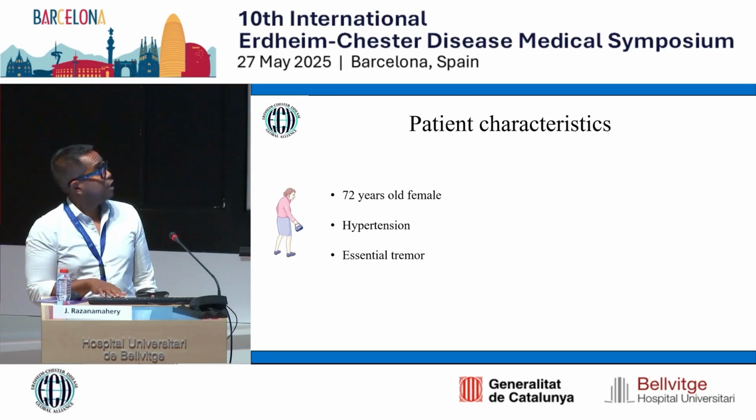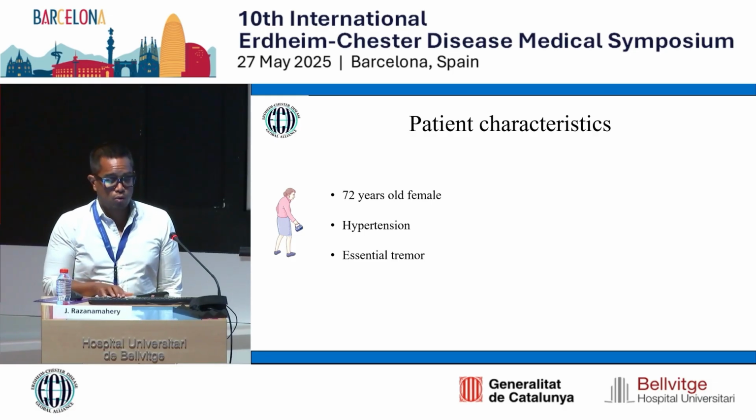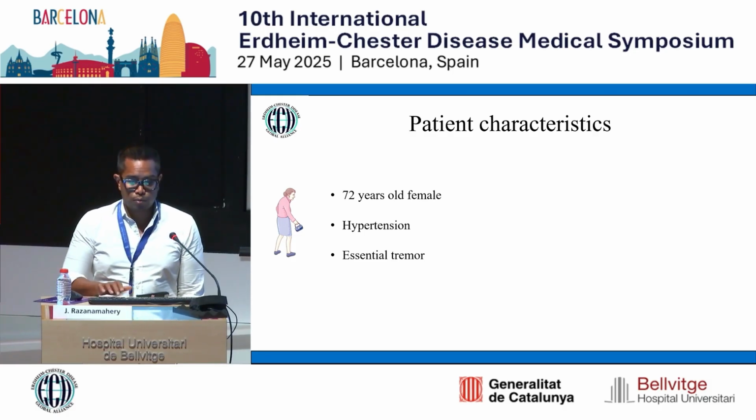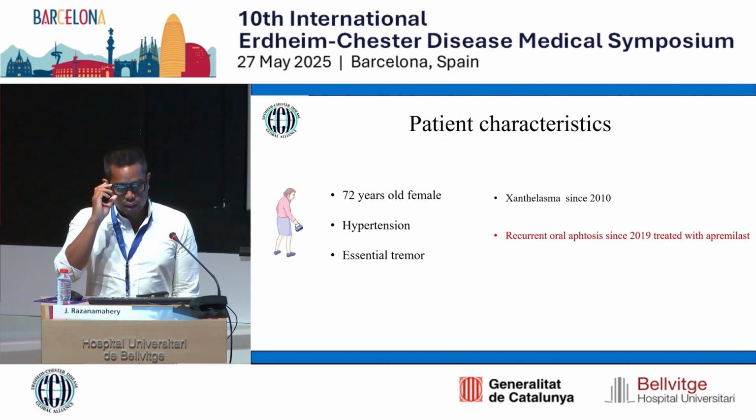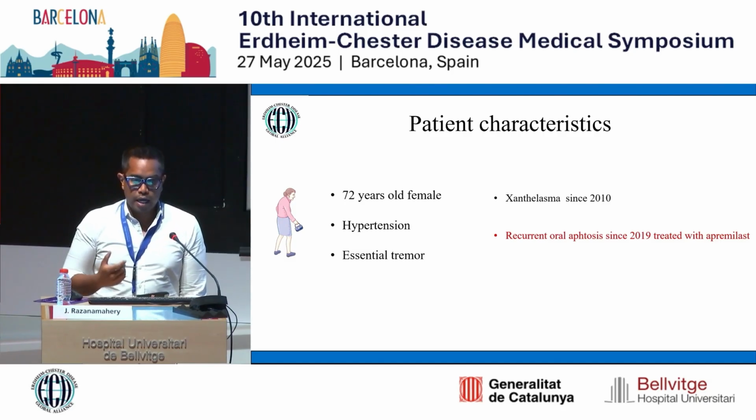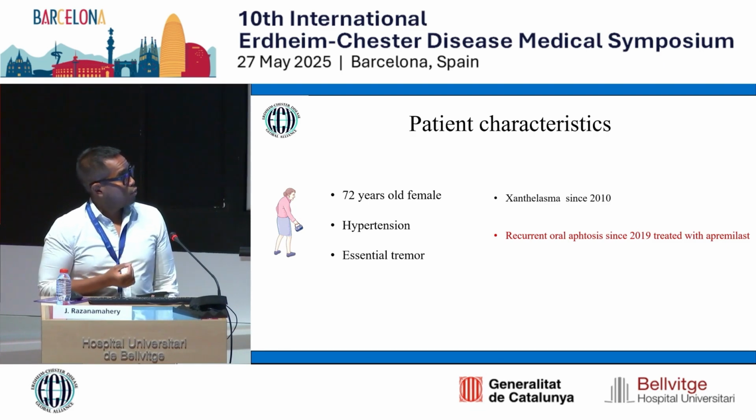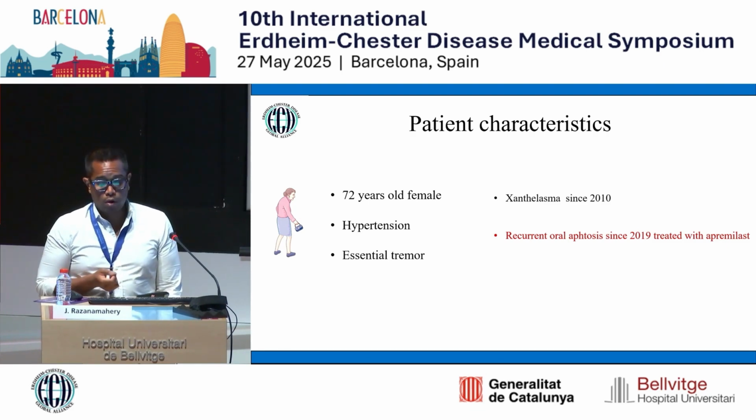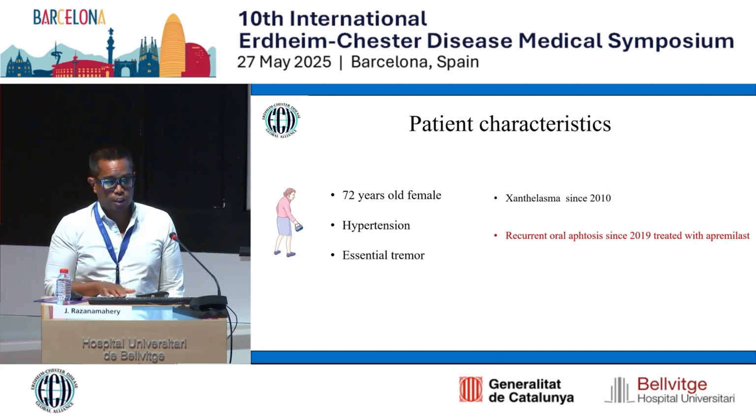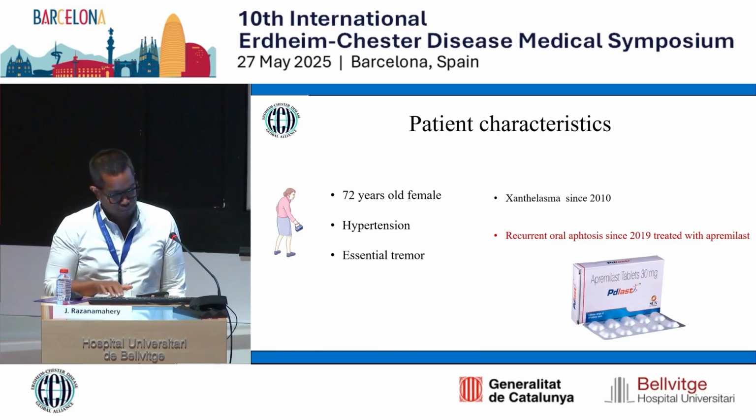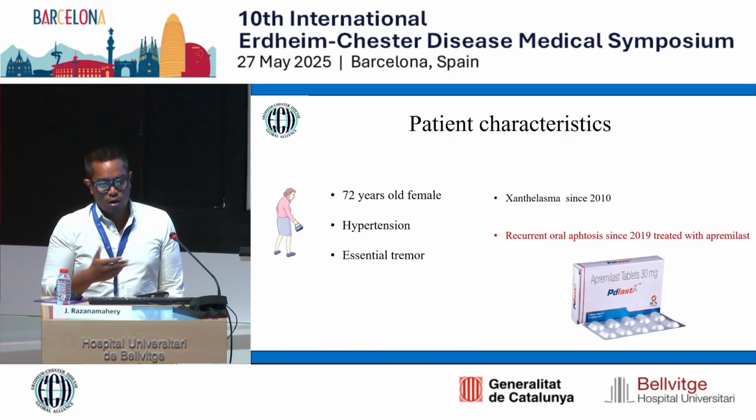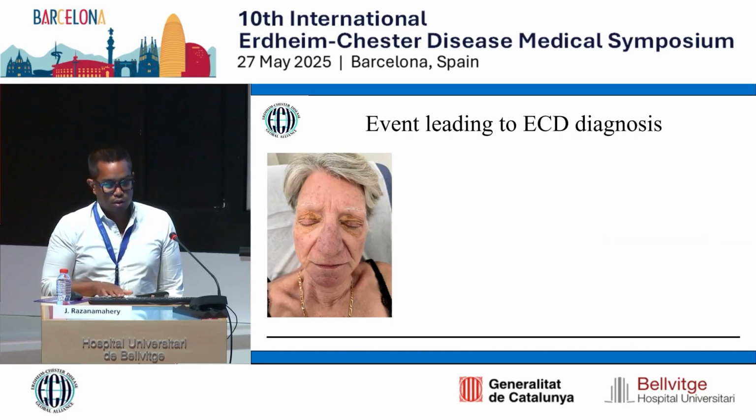So this is the patient. She is 62 years old, with hypertension, essential tremor, and she's had xanthelasma since 2010, and the most important point is recurrent oral aphthosis since 2019, treated with apremilast. But despite this treatment, there was no improvement of the symptoms.